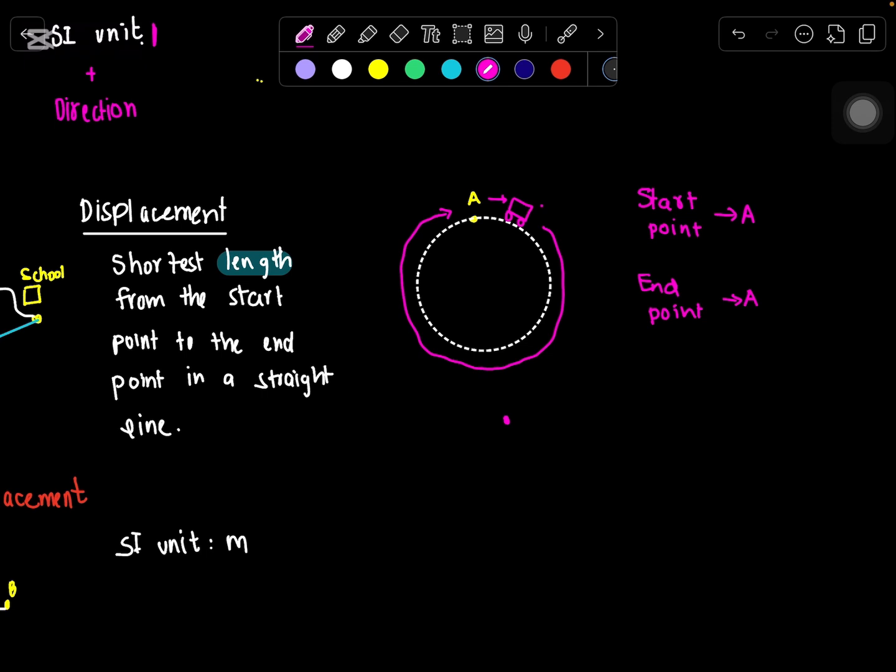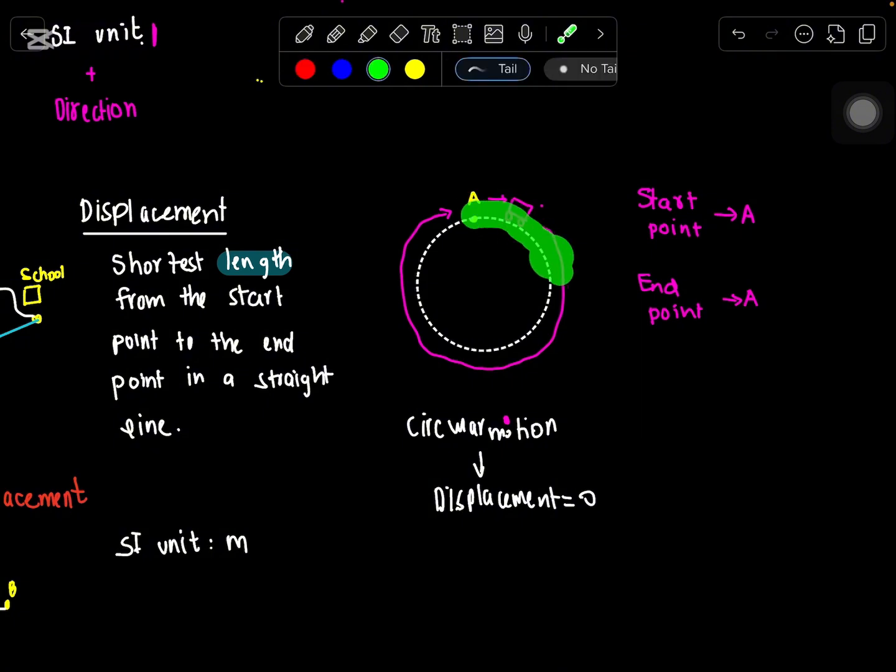In such situations, specifically in circular motion, what happens is that your displacement is 0. Not necessarily circular motion, in any motion where a moving object returns to its starting point or its original position, your displacement is equal to 0. Now, what is the distance? It's the circumference or the total length of this circle.